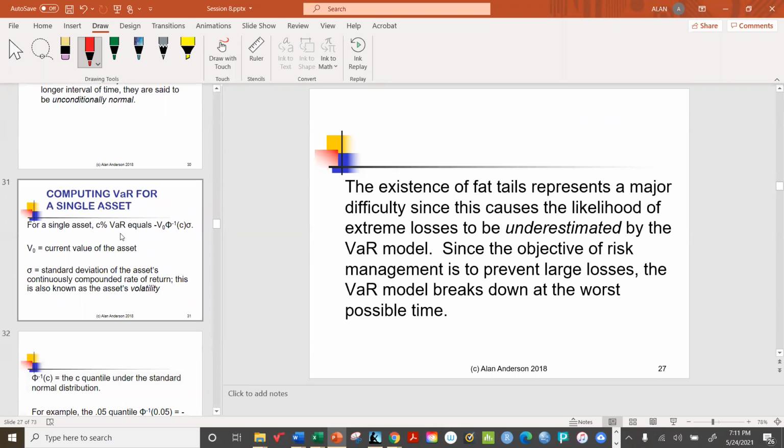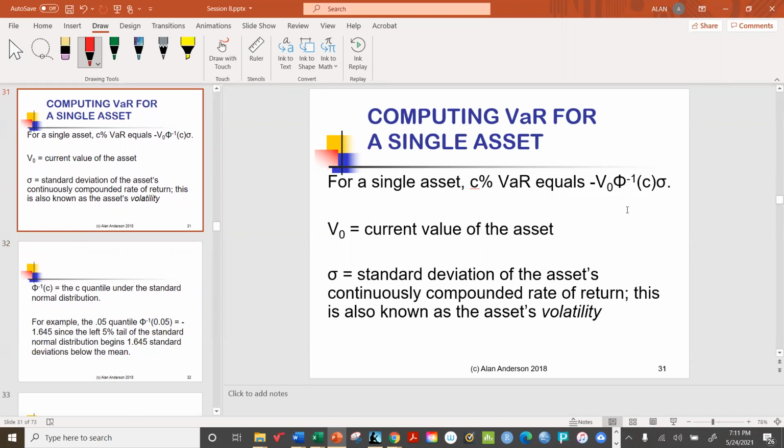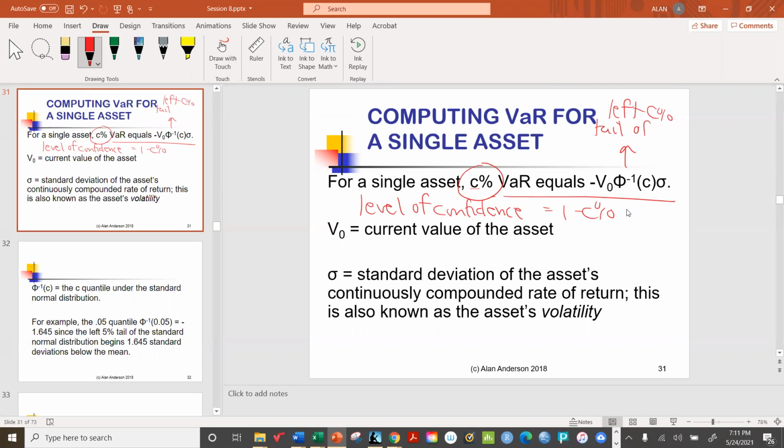All right, okay, so we've already kind of done an example. Let's do another one. Here's a single asset, and there's our formula. C is taken from the level of confidence. The level of confidence is actually 1 minus that. So if we're using a level of confidence of 95, C is 5%. Or think of it as the left C percentile of the distribution.